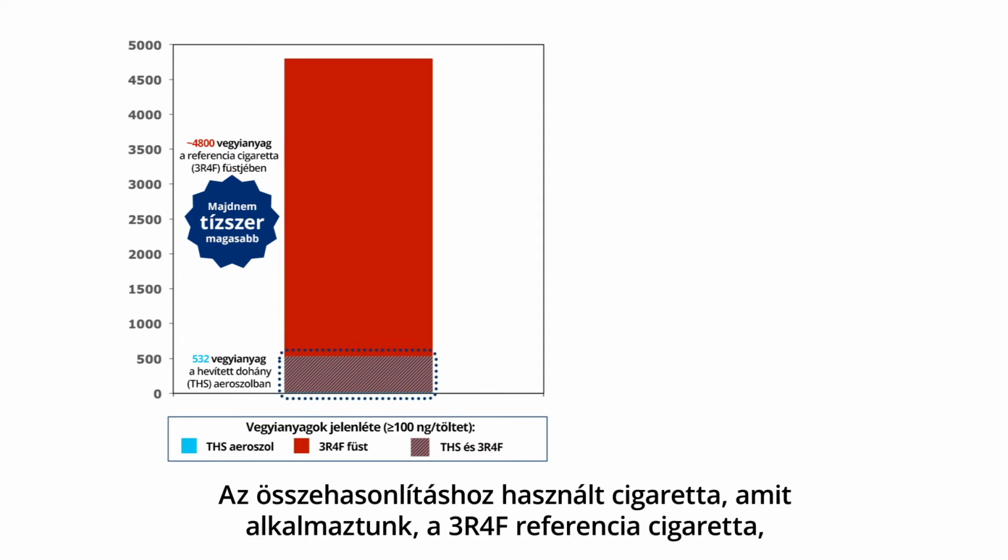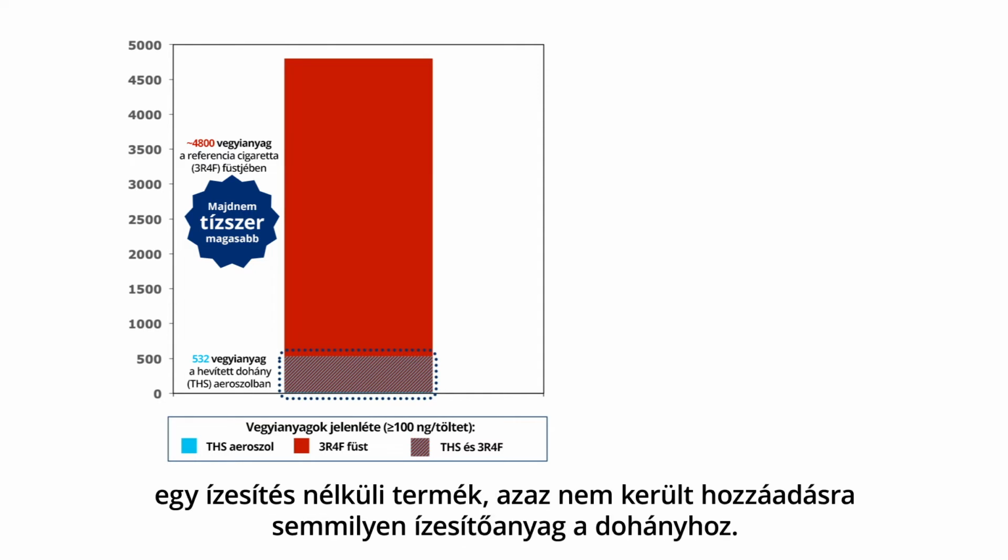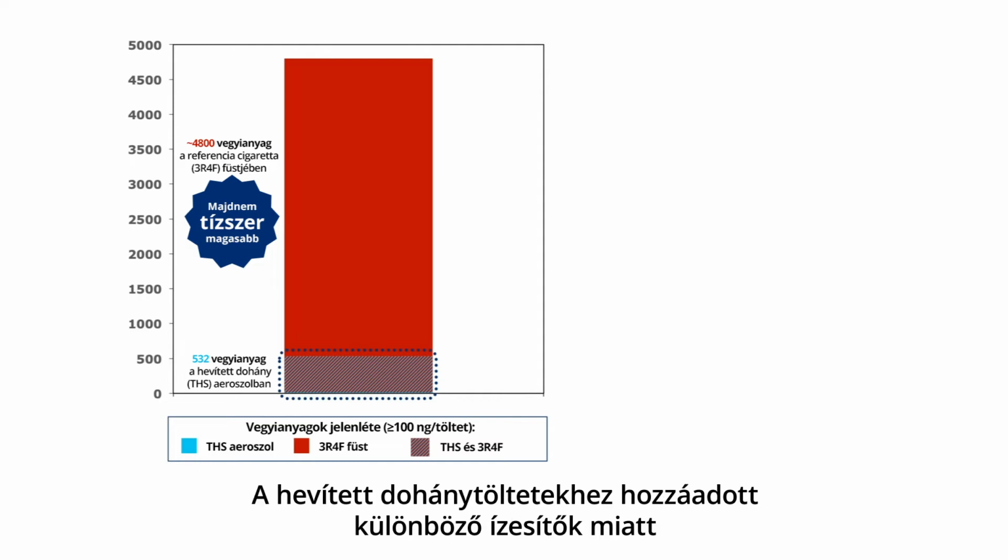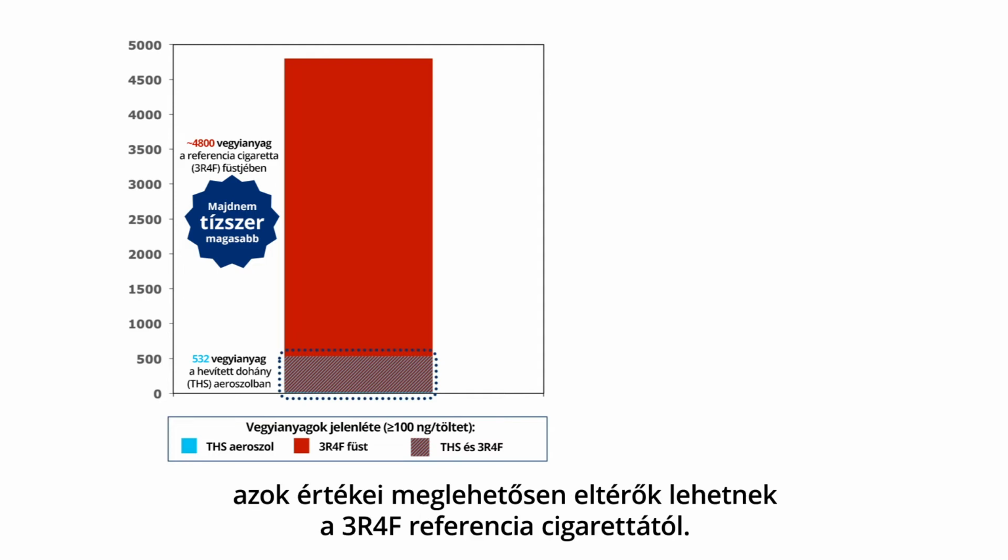The cigarette comparator that we have used, the 3R4F reference cigarette, is an unflavoured product, so it doesn't have any flavouring added to the tobacco matrix. With heat sticks, there is a flavouring system, and blend differences in the tobacco are incorporated, which will be quite different from the 3R4F reference cigarette.